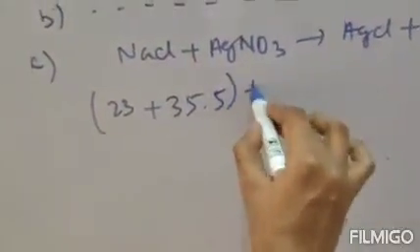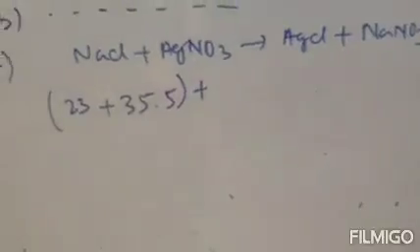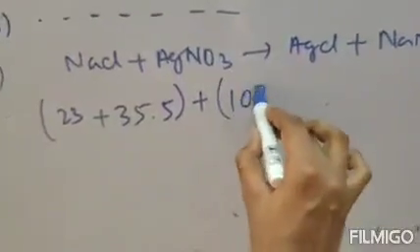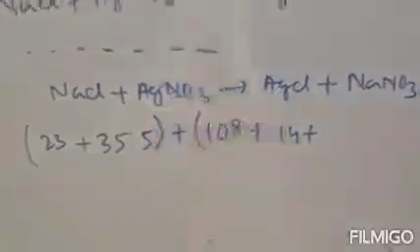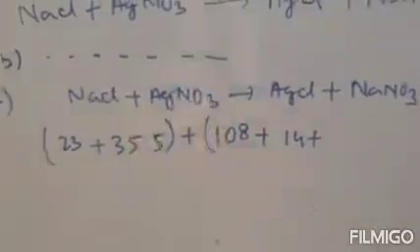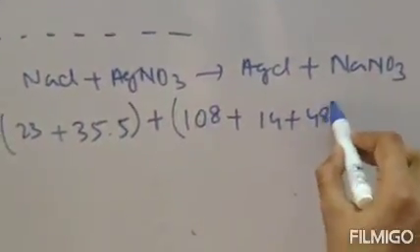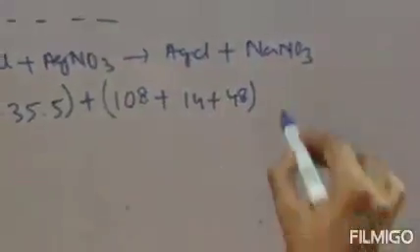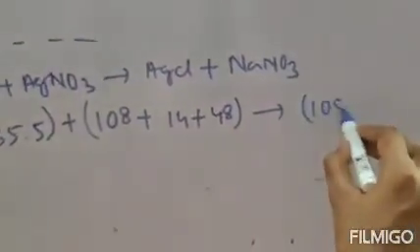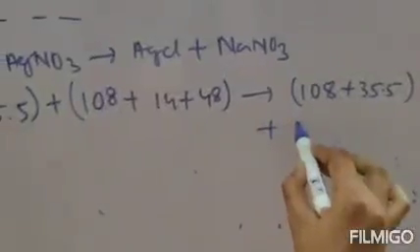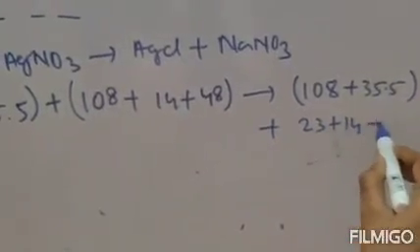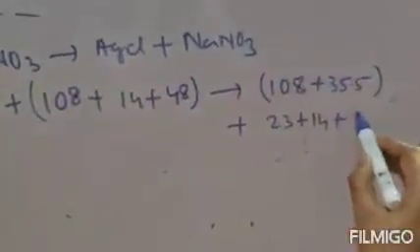35.5. Clear? Plus Ag, silver is 108, nitrogen is 14 and oxygen is 16. Oxygen is 16, but there are 3 oxygens, that means 3 into 16, which is 48. Clear? Now write AgCl. Ag is 108, Cl is 35.5, plus sodium is 23, nitrogen is 14, plus oxygen is 16 and 3 oxygens, that means 48.